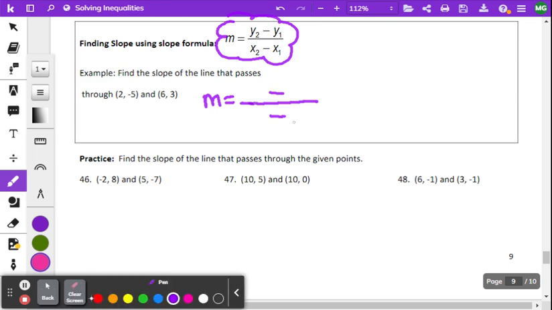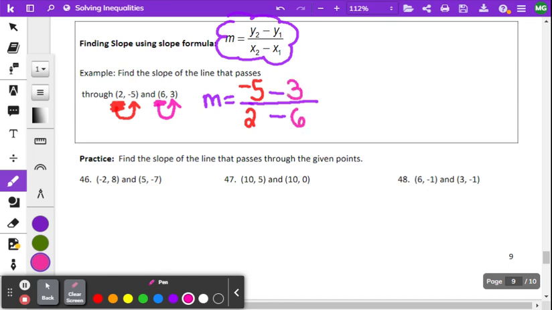Now, the way I do this, you could go ahead and label your points and drop them in, but how I do it is I say put any x value underneath its partner y value. So I would put 2 underneath the -5. Okay, and then I will put the 6 underneath the 3.